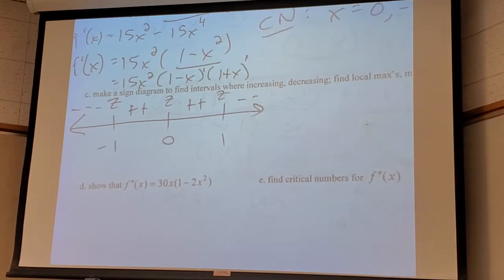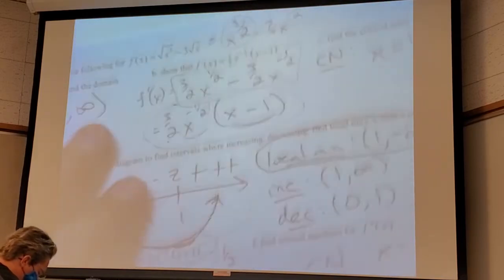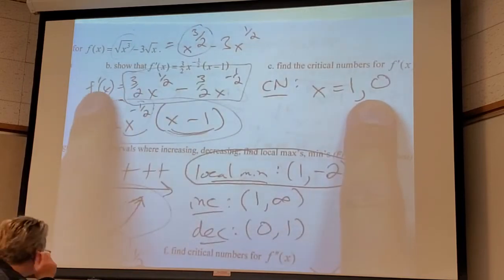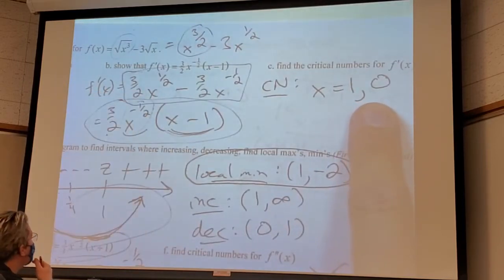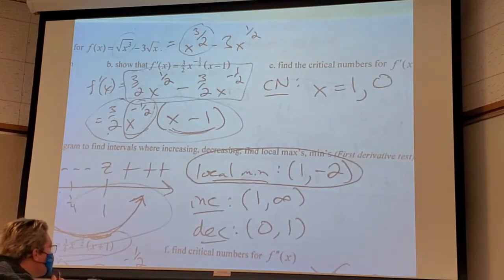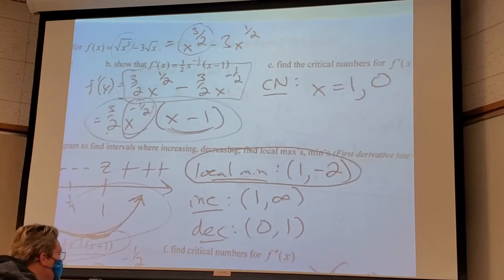Now, I think what I want to make sure, Wes, why was 0 undefined over here? Why did 0 make this f prime undefined? Because of negative 1 half. Yes, this is on the bottom, isn't it? It would be 1 over x to the 1/2, right? That's what would make it undefined. Good.